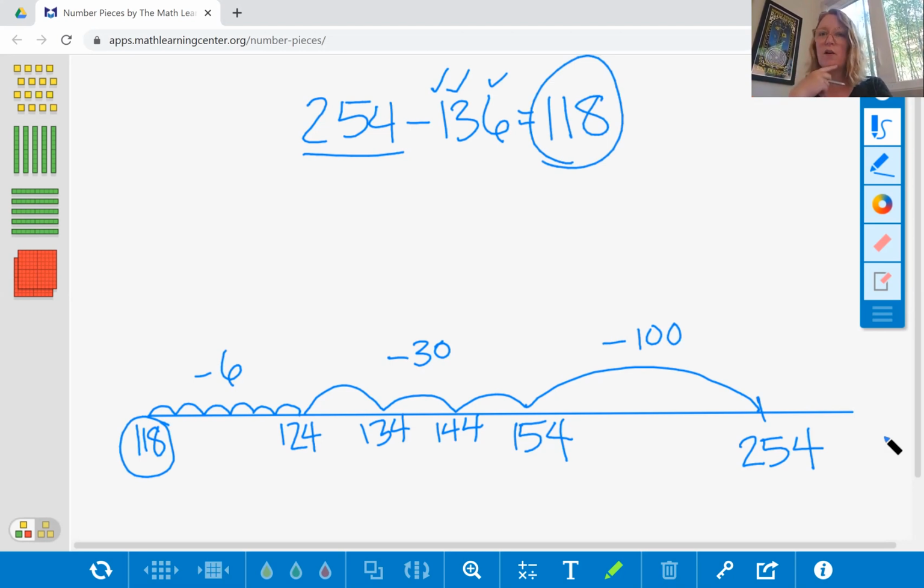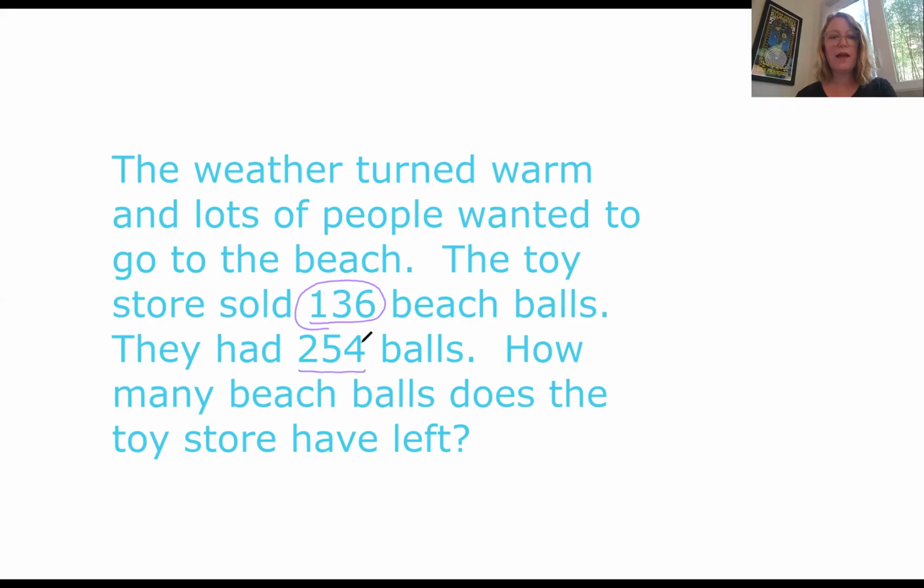118. So let's go back to our problem now and think to ourselves, did we solve the problem? They had 254 balls and they sold 136. How many beach balls does the toy store have left? They have 118 balls left. I wonder if that's enough. I wonder if they're going to order some more because maybe they're thinking that's not enough for tomorrow.